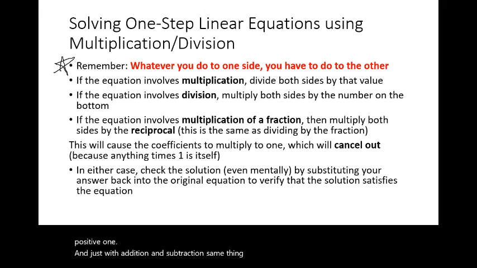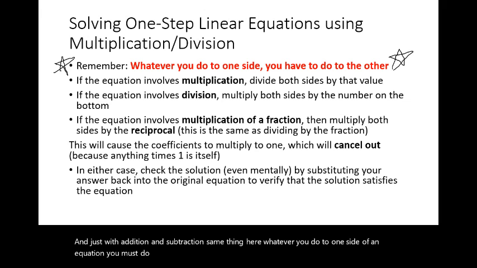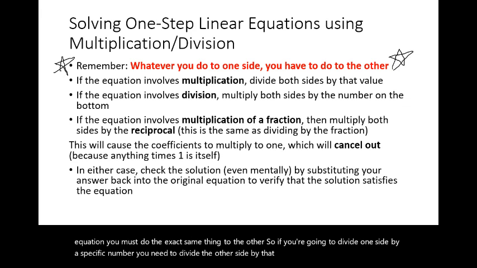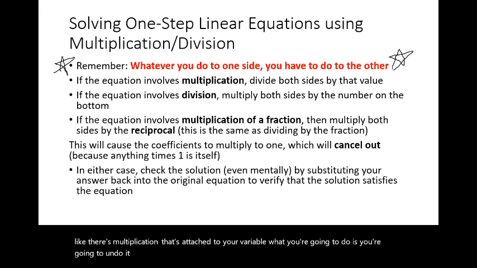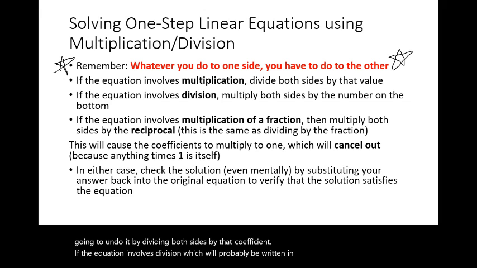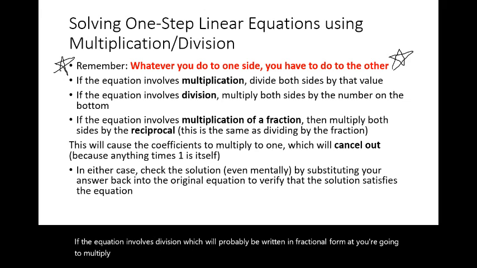Whatever you do to one side of an equation, you must do the exact same thing to the other. So if you're going to divide one side by a specific number, you need to divide the other side by that exact same number. Now, multiplication and division are opposites of each other. So if the equation involves multiplication, like there's multiplication attached to your variable, you're going to undo it by dividing both sides by that coefficient. If the equation involves division, which will probably be written in fractional format, you're going to multiply both sides by the denominator because the opposite of division is multiplication.